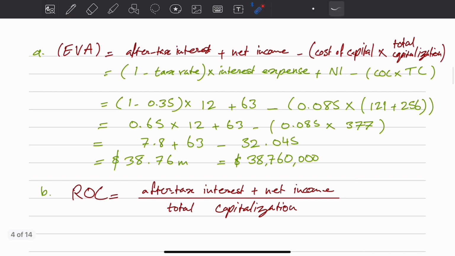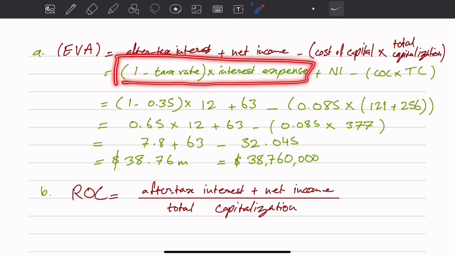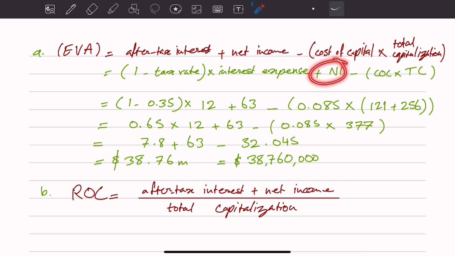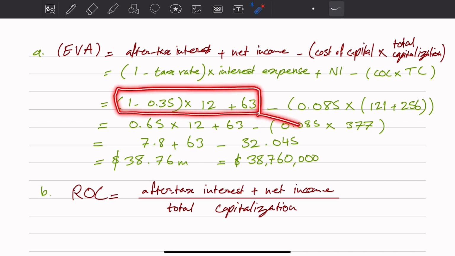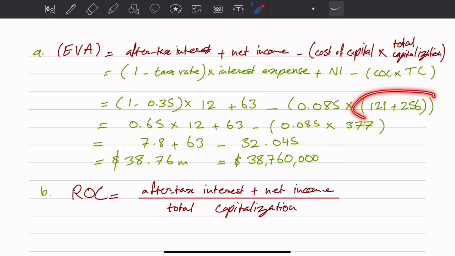You might notice that all of the inputs we are going to be using here are also available right here, right? So the after-tax interest, which is right here, this portion of our calculation. Okay, and the net income we already have used right here, and the total capitalization is this component. Okay, so we'll basically shift all of this to the top of the bracket right here, and we will shift all of this to the bottom of our calculation of the return on capital.